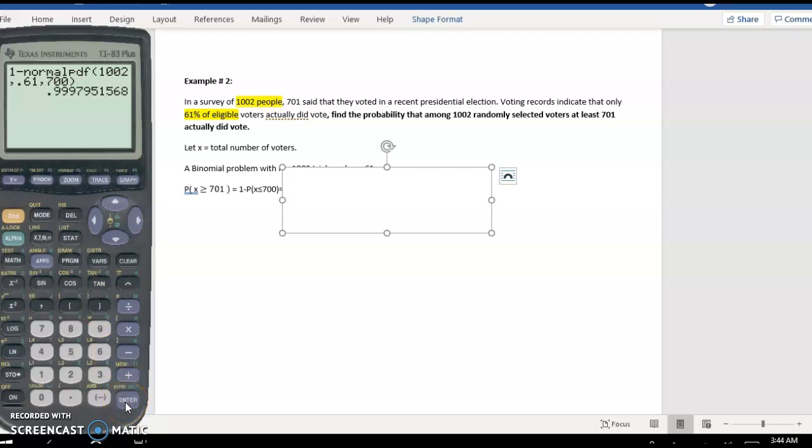Please run the code and see, oh, there's an error. It's supposed to be the binomial CDF, not normal CDF, so ignore that. Then this is 1 minus the actual code, the binomial CDF, with 1002 and 0.61 with the actual 700. Okay, there we go. Run it again and verify that you're matching.